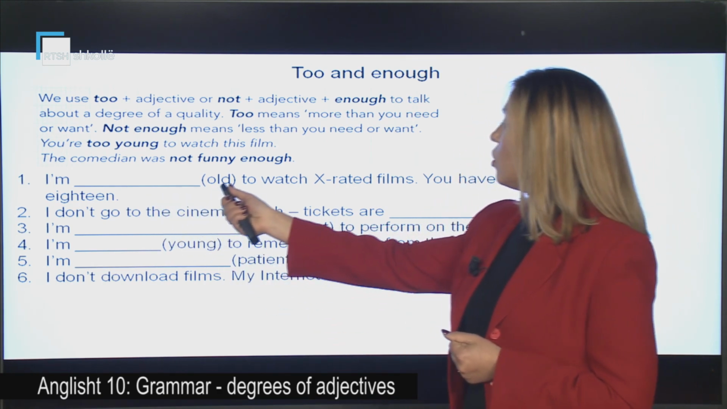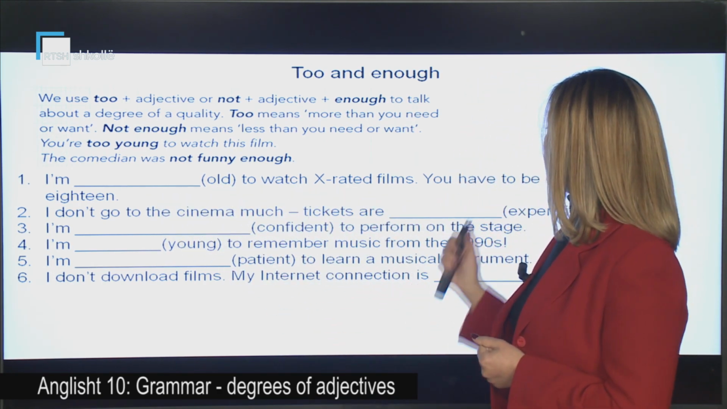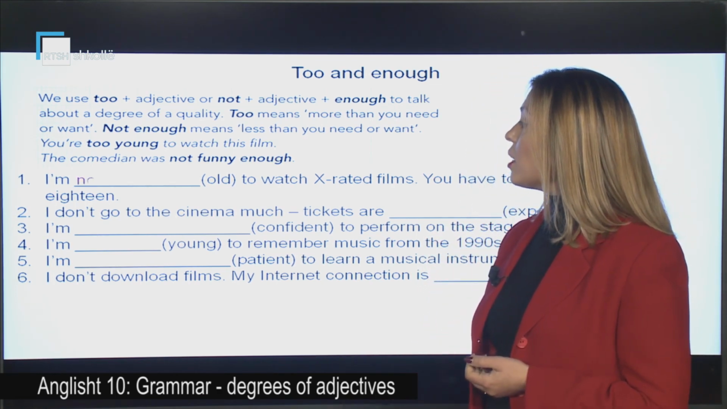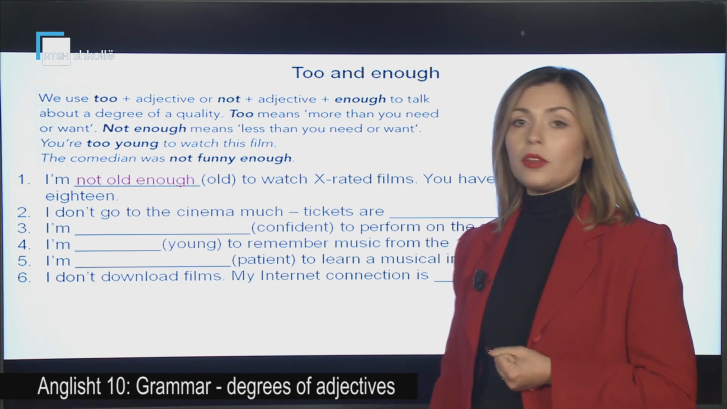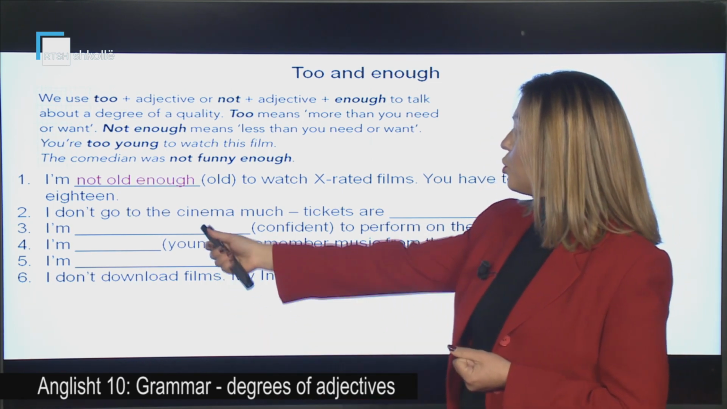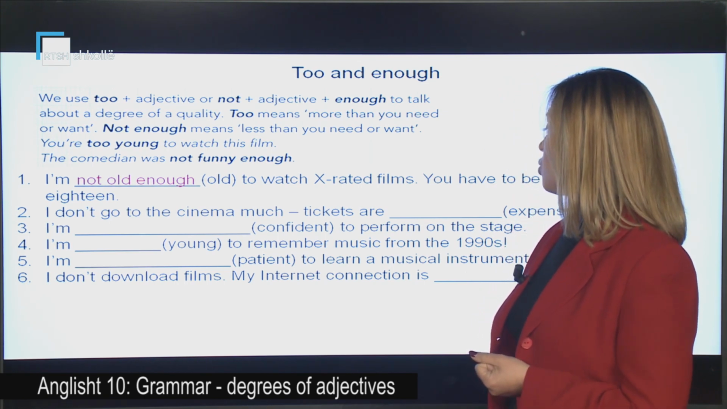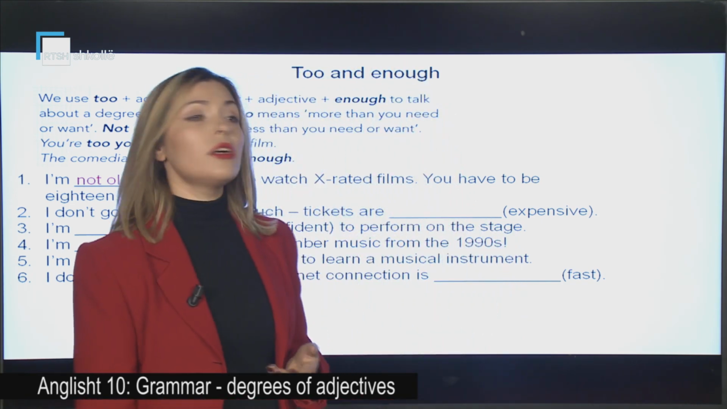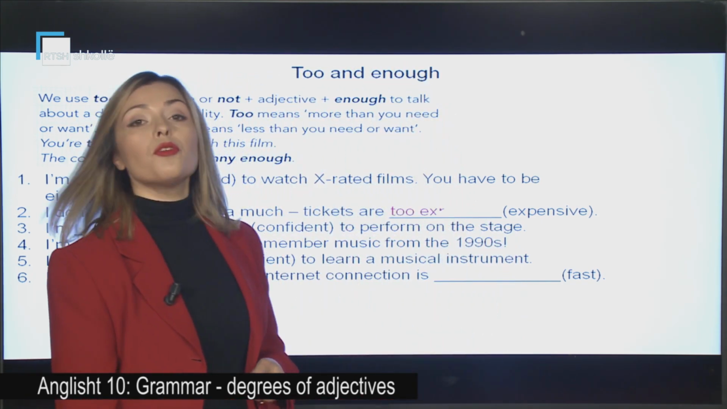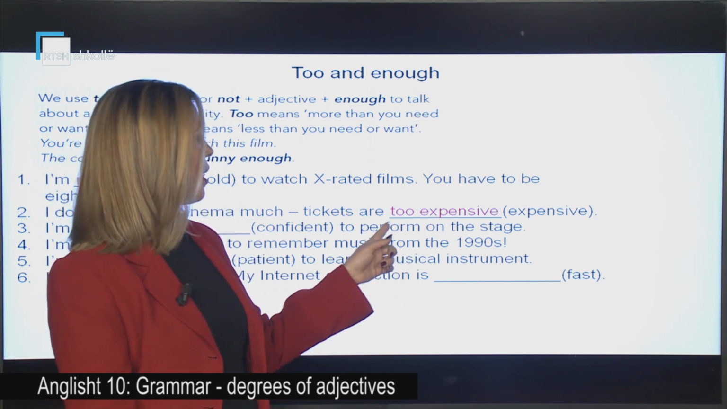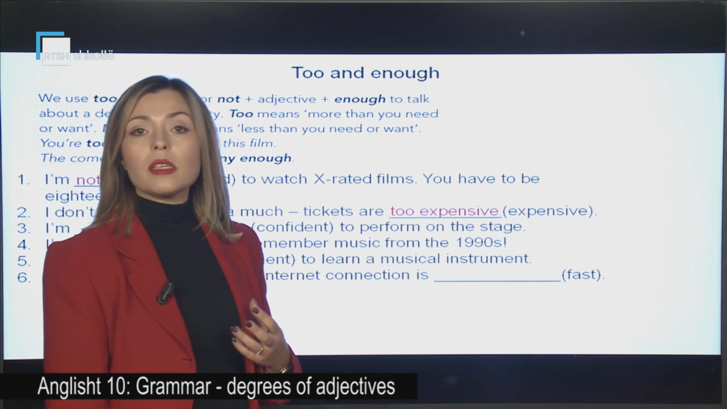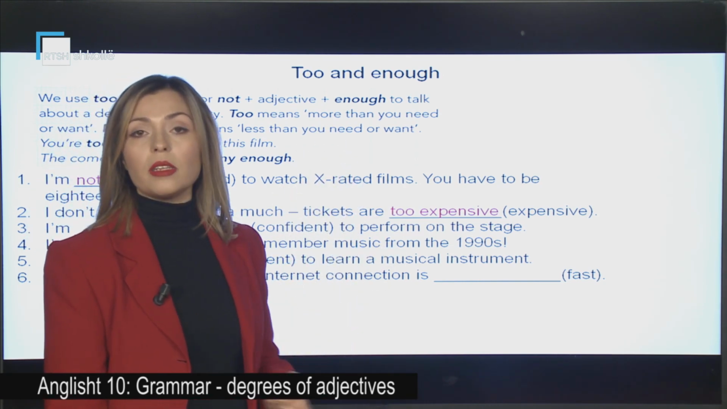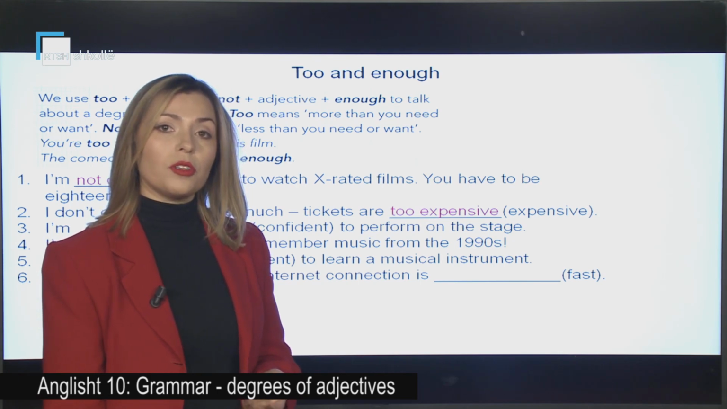I'm too old to watch X-rated films. You have to be 18, so I cannot watch it because I'm not old enough to watch it. Number 2, I don't go to the cinema much. Tickets are, can I go? I cannot go. So they are too expensive for me to buy them. So we said the word too gives us this notion that it's more than I can handle. It's more than I can afford.